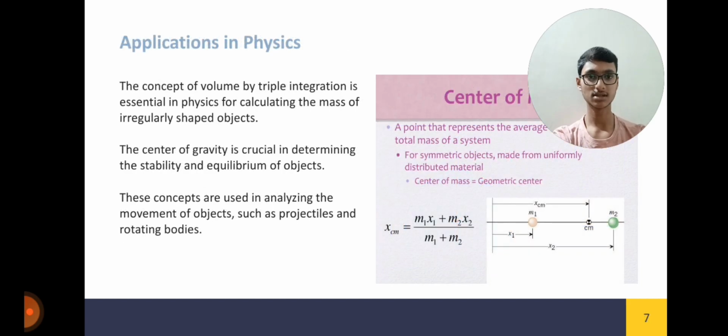Applications in physics. The concept of volume by triple integration is essential in physics for calculating the mass of irregularly shaped objects. The center of gravity is crucial in determining the stability and equilibrium of objects. These concepts are used in analyzing the movement of objects such as projectiles and rotating bodies.